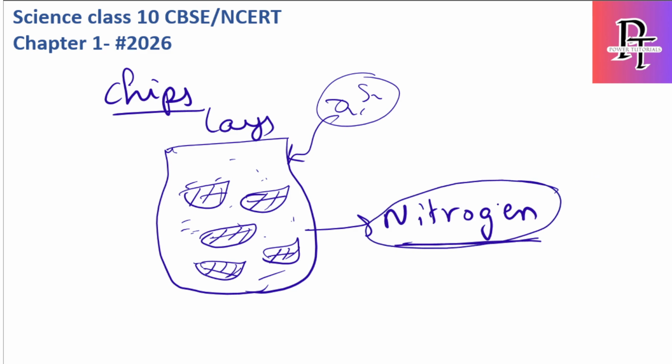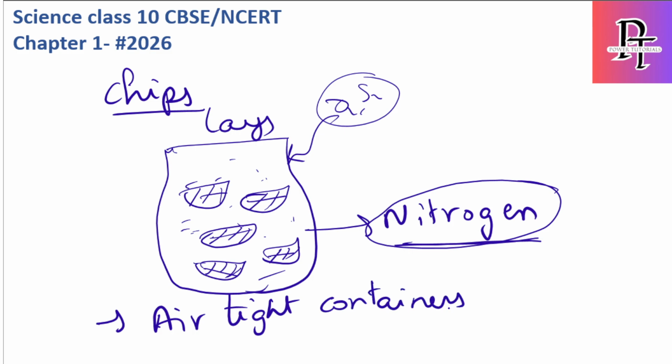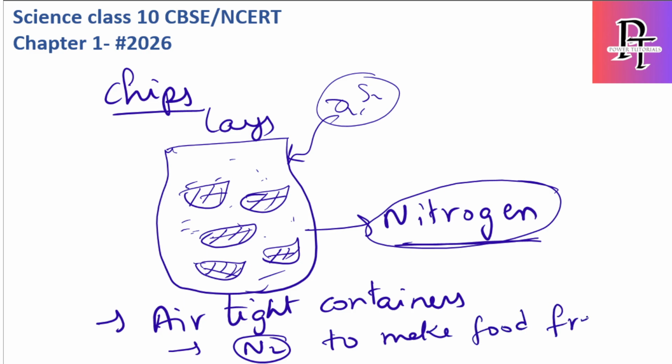One of the best ways to understand how to avoid rancidity is to either use airtight containers, and also use gases like nitrogen to keep food fresh for a long time.